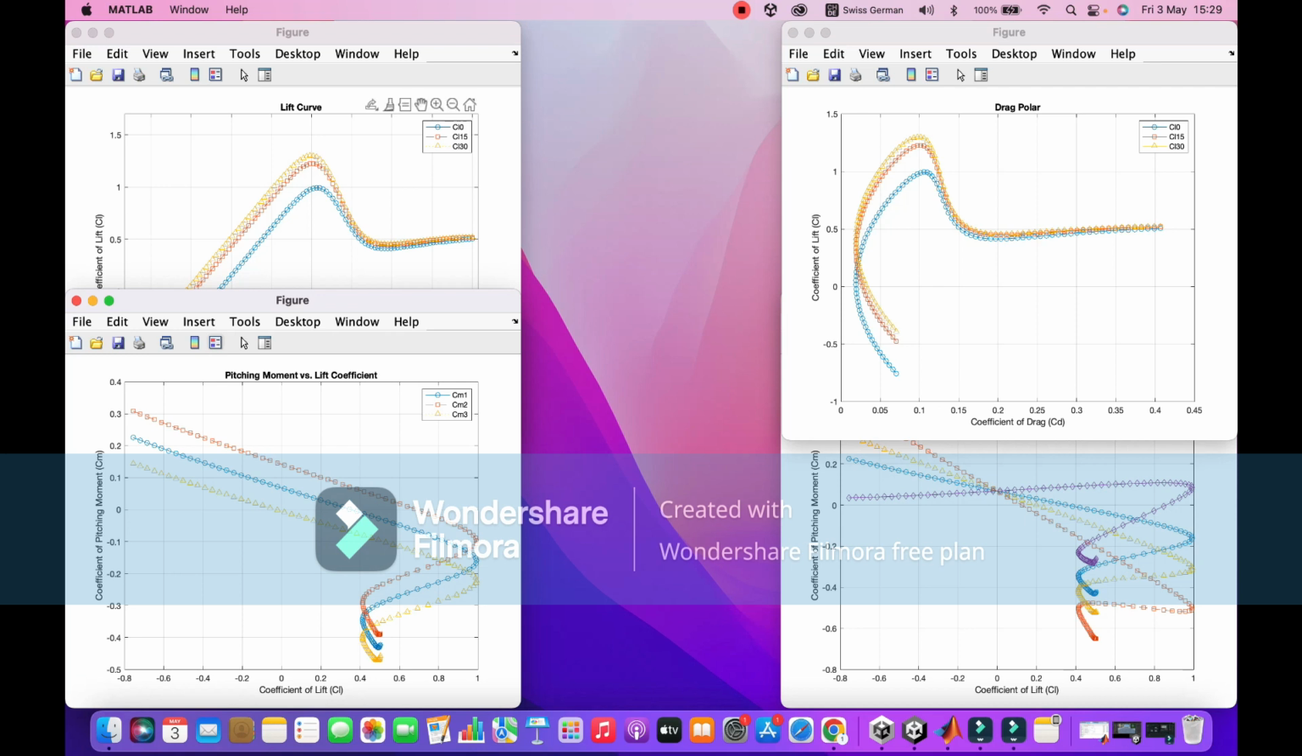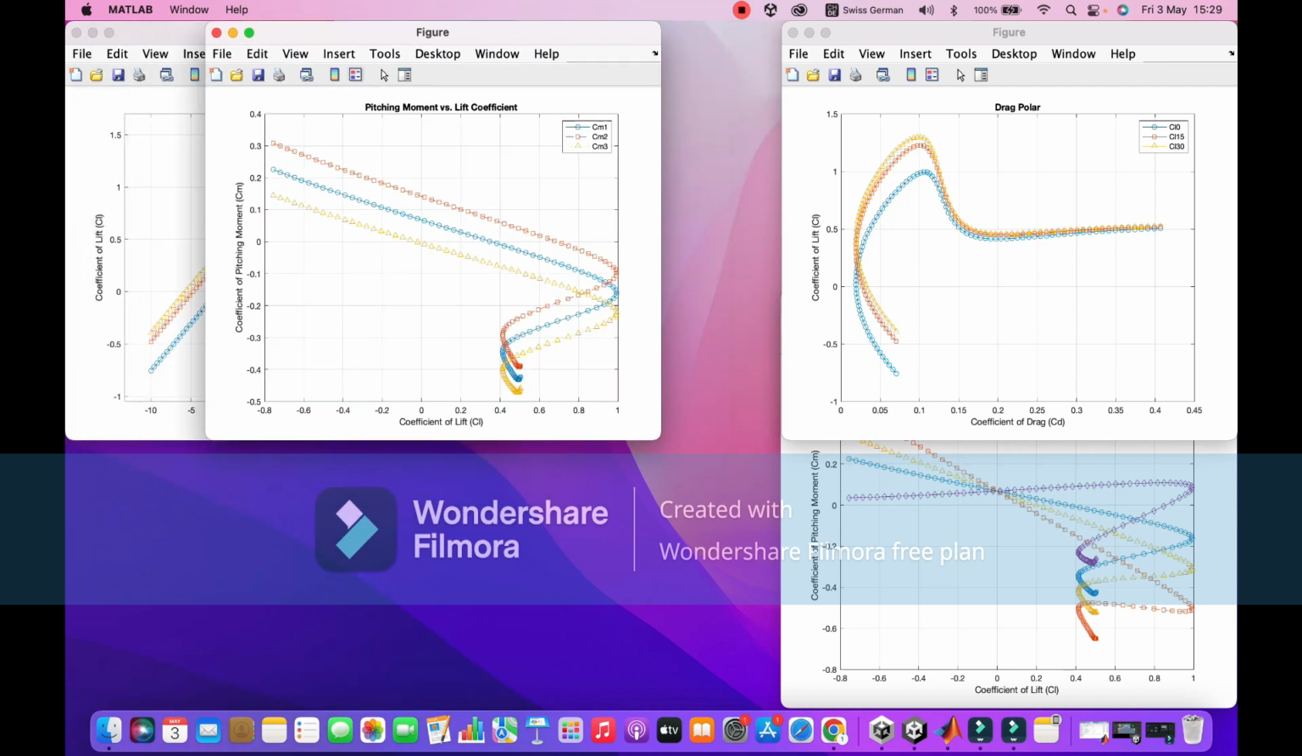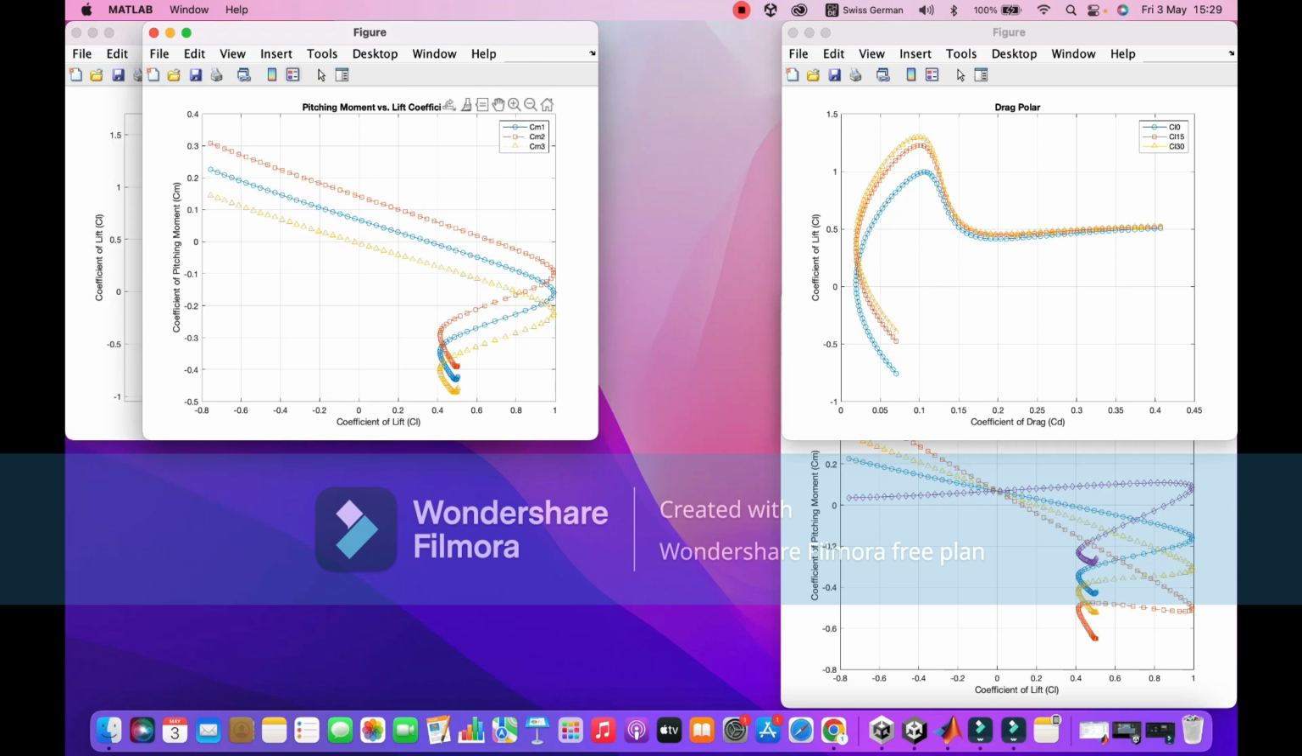So based on the graph, the best CM is at 0 degrees. It's the best for performance because this configuration benefits from minimal lift for stable, efficient flight.